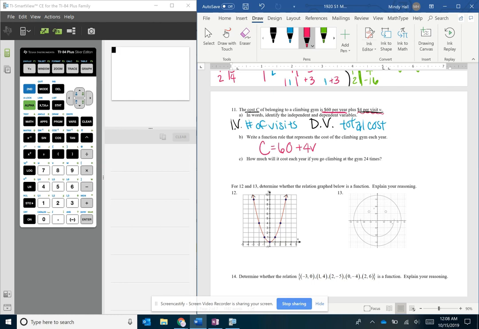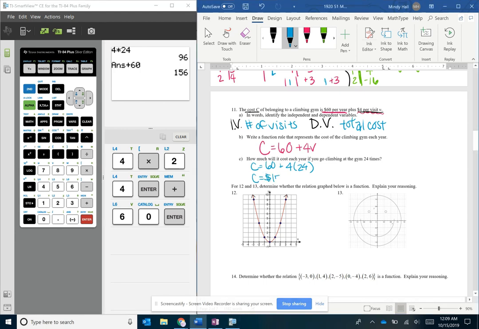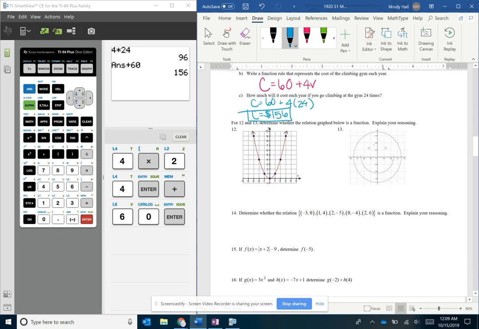So then if I want to know how much it will cost each year, if I want to go climbing 24 times, I am going to just plug in 24 for V. So 60 plus 4 times 24. Now this is where your calculator comes in handy. 4 times 24 plus 60 is 156. So this climbing gym would cost you $156 for the year if you went 24 times, which is probably not, I feel like that's kind of expensive, but maybe I'm just crazy.